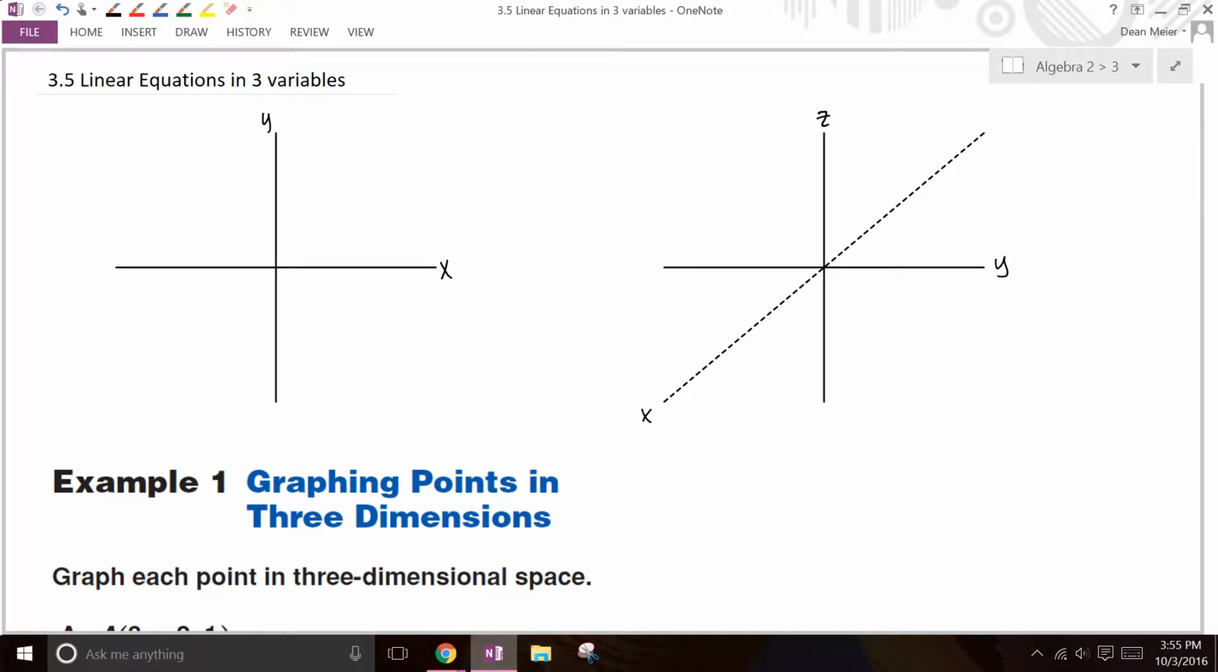Meyer and 3-5 linear equation in three variables. Now, that sounds pretty intimidating, but what we're going to do is just graph a point in three variables.